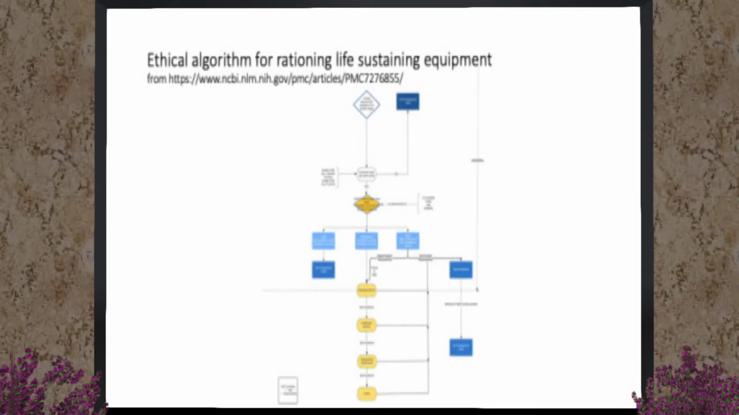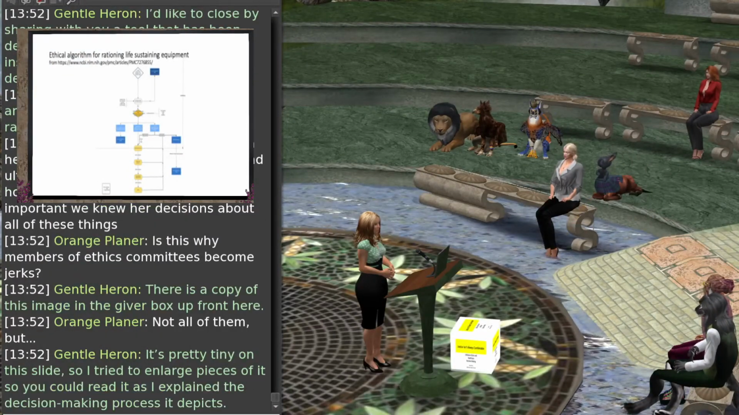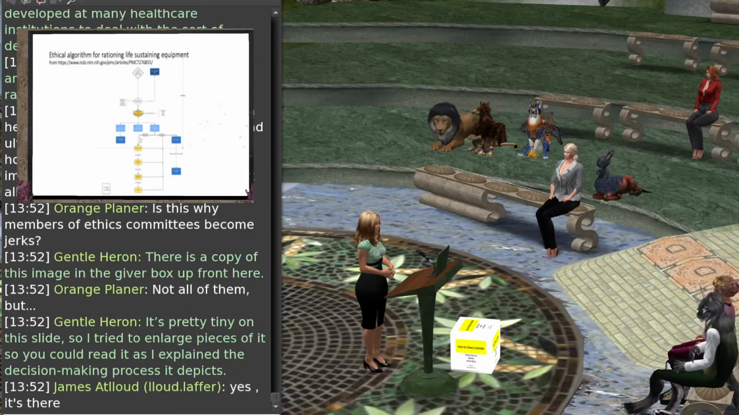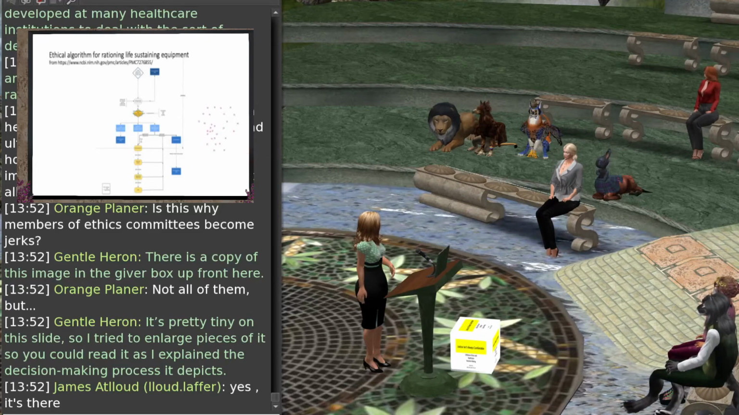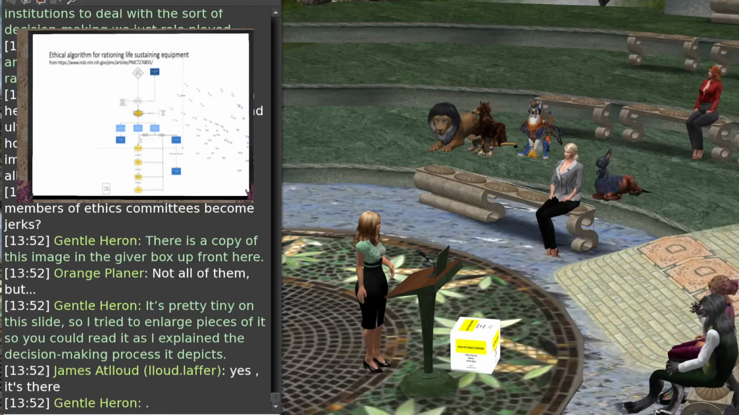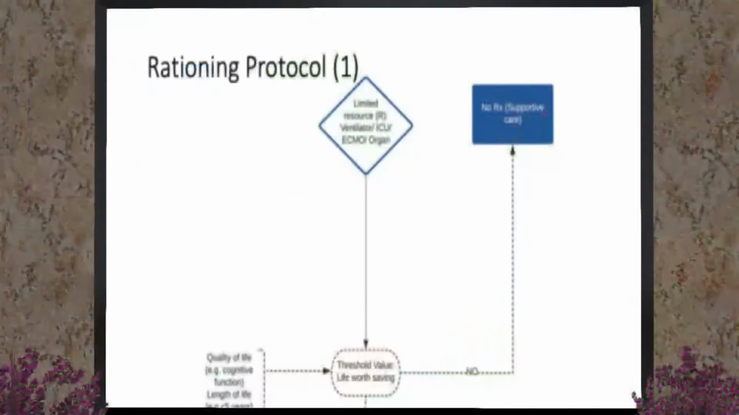There's a copy of this image in the giver box that I hope is up front here. I can't see that, but I hope it is. It's pretty tiny on this slide, so I tried to enlarge pieces of it so you could read it as I explain the decision-making process. So the diagram is a flow chart. It has decision points and choices in boxes. And this slide here is an enlargement of the very top of the chart. We're going to read from the top down, basically.